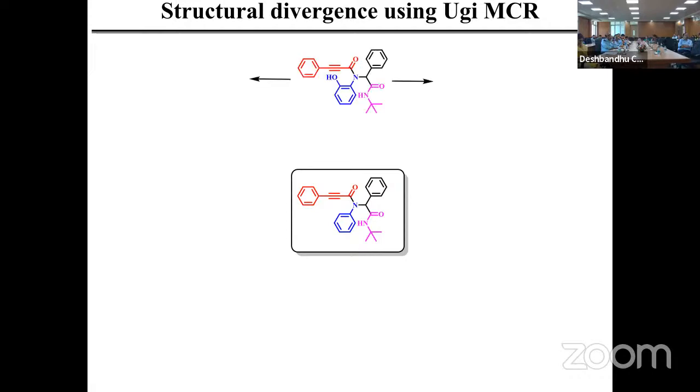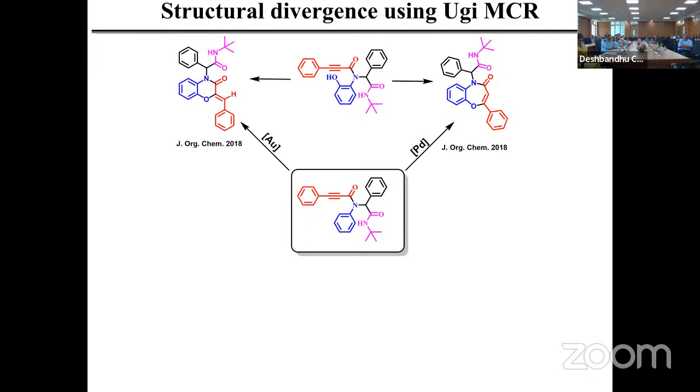What we did is we made a small manipulation in the core structure and introduced a hydroxy group. When we subjected this hydroxy group to cationic palladium-catalyzed 7-endo cyclization, we found that benzoxazepinones can be synthesized under relatively mild conditions. Whereas the same molecule, when subjected to Echavarren gold catalyst, the 6-exo cyclization leads to benzoxazine synthesis under highly diverse conditions.